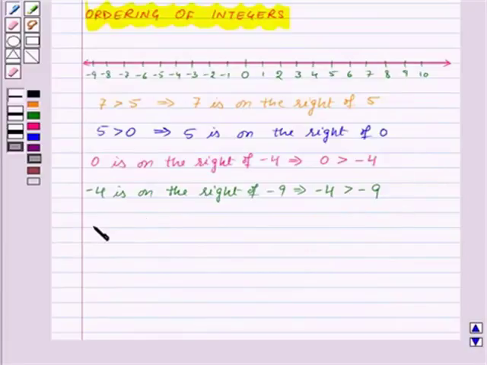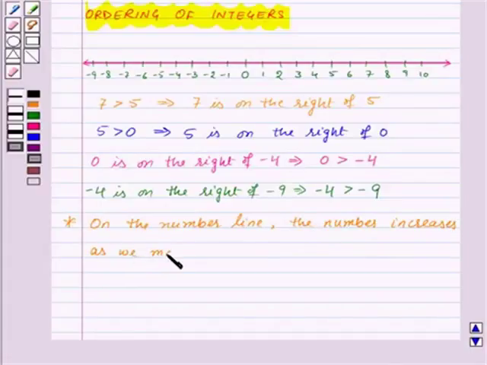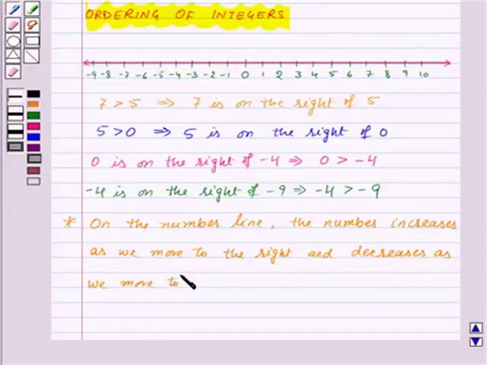So, from this we conclude that on the number line, the number increases as we move to the right and decreases as we move to the left. Therefore, minus 3 is less than minus 2, minus 2 is less than minus 1, minus 1 is less than 0, 0 is less than 1, 1 is less than 2, 2 is less than 3, and so on.